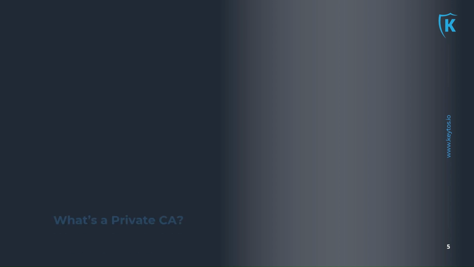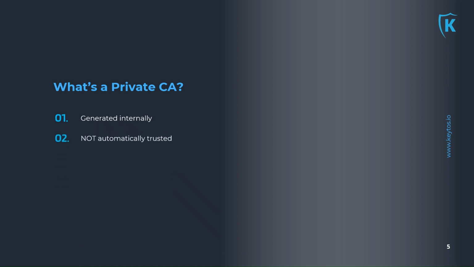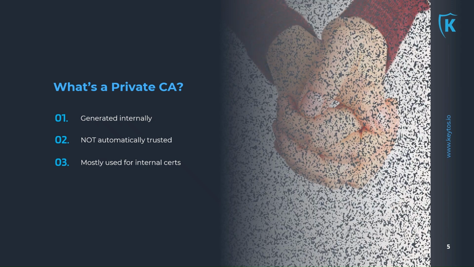So now let's move on to what a private CA is. A private CA is something that is generated internally by the organization. And unlike a public CA, it is not automatically trusted. In order to be trusted by devices, the certificate chain must be pushed to all devices by group policy, MDM, or manual installation. Additionally, a private CA is mainly used for internal certificates where that cert will never have to be validated by any external party.